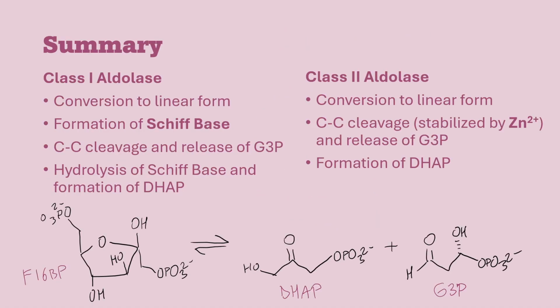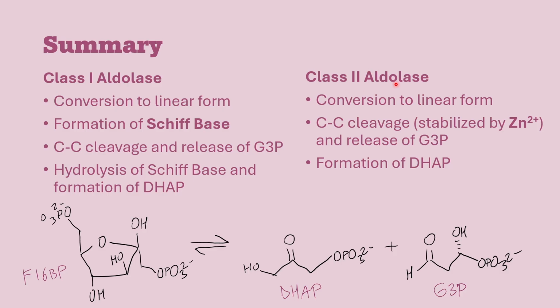To summarize, let's compare the two classes of aldolase. They both catalyze the reversible reaction of F16BP into DHAP and G3P. Both classes start with converting F16BP from its ring form into its linear form. The class 1 aldolase then proceeds to form a Schiff base. The carbon-carbon bond is cleaved, and G3P is released. Then the Schiff base is hydrolyzed to form DHAP.